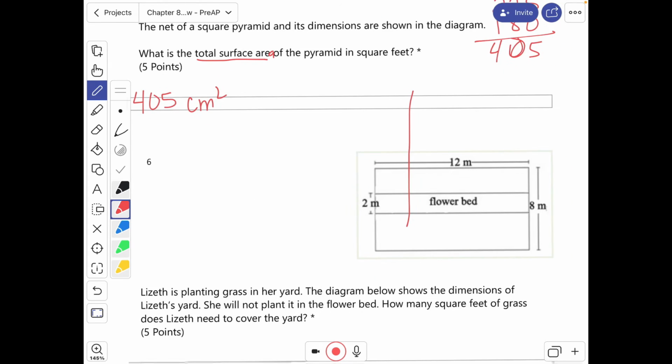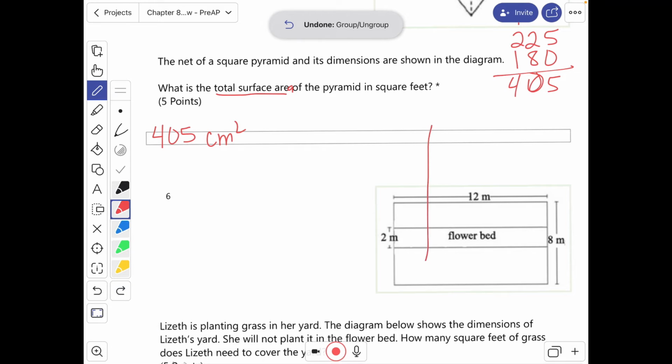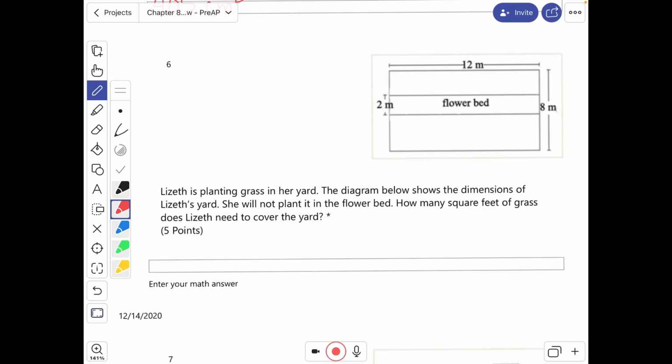Number 6. Again, we have kind of a net. It's a picture. Lizeth is planting grass in her yard. The diagram below shows the dimensions of Lizeth's yard. She will not plant in the flower beds. How many square feet of grass does Lizeth need to cover the yard? So she's not going to plant grass in the flower bed. She's only going to plant grass in these 2 areas.